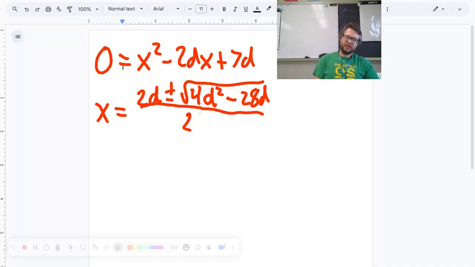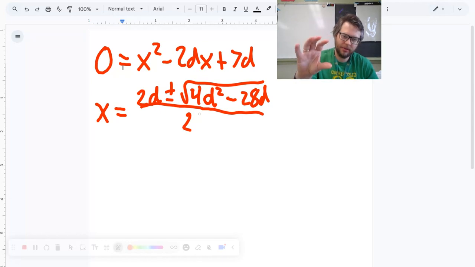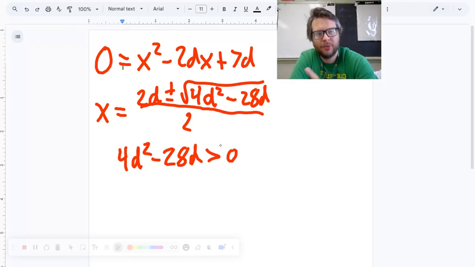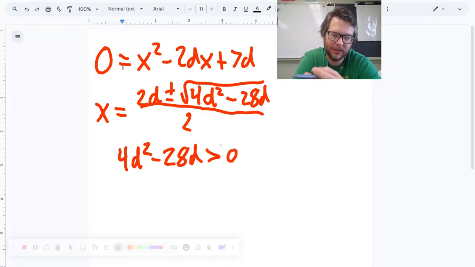And obviously we can't get an answer for this without knowing what d is, but we do know that there's 2 intersection points, and the only way you can get 2 intersection points is if the stuff under the square root is positive. So we know that 4d squared minus 28d has to be positive. If it was negative, we wouldn't get any answers. And if it was 0, we would only get a single answer, because adding 0 and subtracting 0 just gives you the same answer. But if the stuff under the square root's positive, if the discriminant's positive, you get 2 different roots.